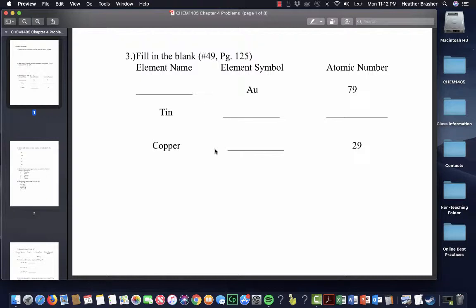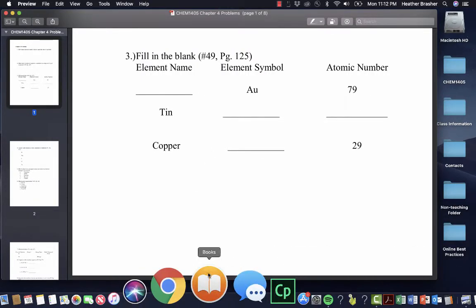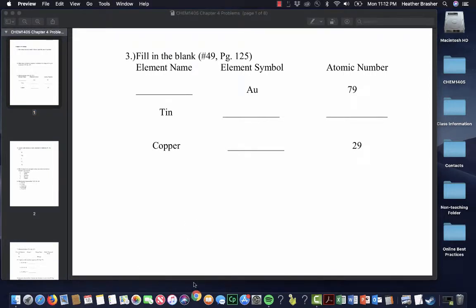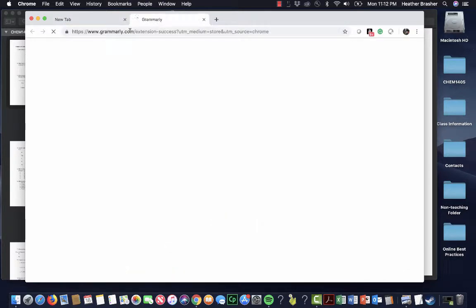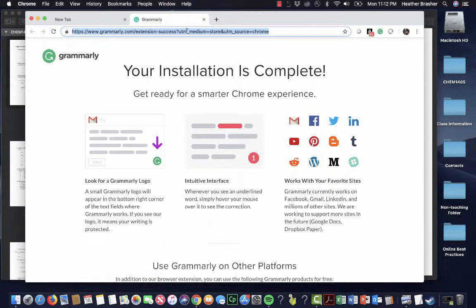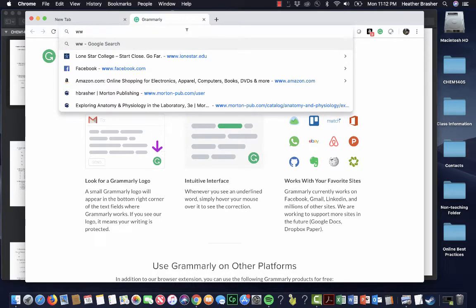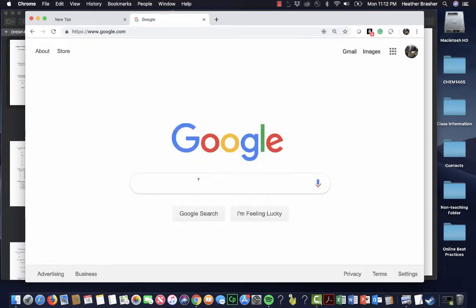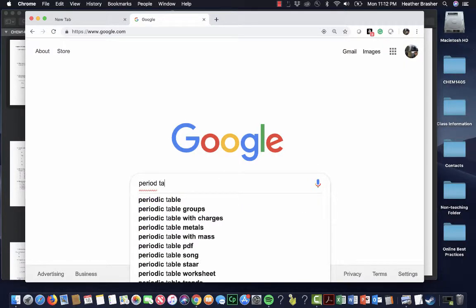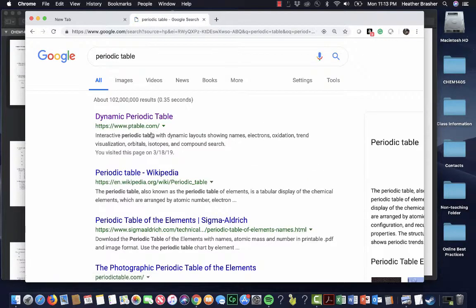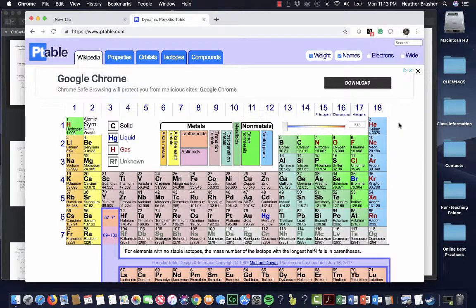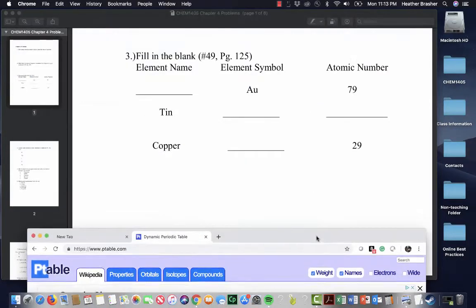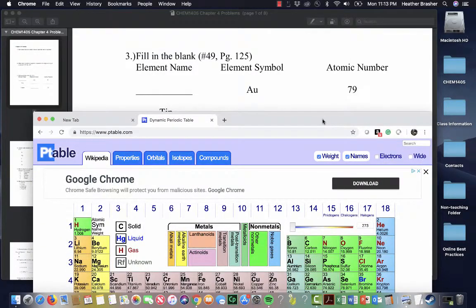This is 129. Give me 1 second here, and I'm going to pull up a periodic table. So as we go through this, and this is a pretty nice periodic table. It's a dynamic one. It changes. So let's go here and look at this very first one. Let's figure out what we can do.